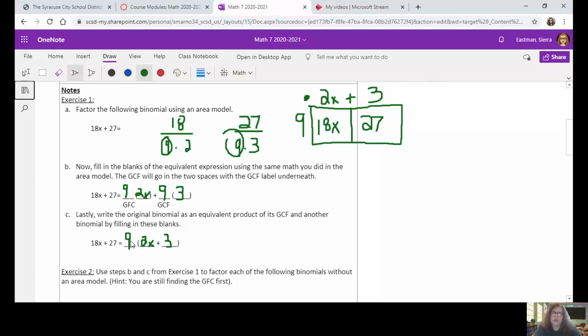Okay. And so now we're going to practice a couple of these binomials, and we're still going to have to find our GCF. But instead of using our box method, we're going to try to write it in these 2 ways. Okay. B is kind of how we could write the step 1. After we find that GCF, we'll fill in what we need to multiply for both. And then C is the form that we're going to leave our answers in. Okay, as a product of 1 GCF and then a new binomial.